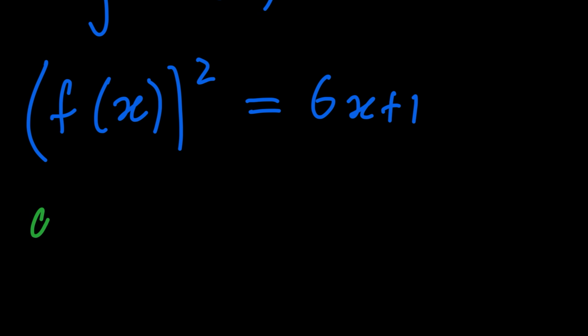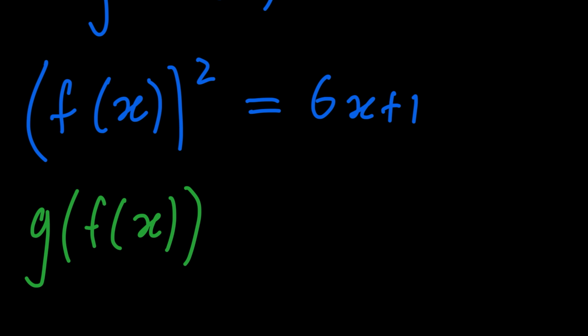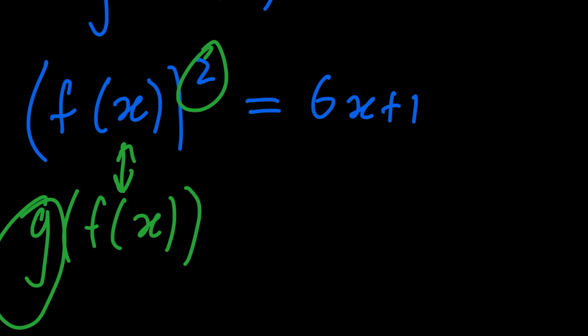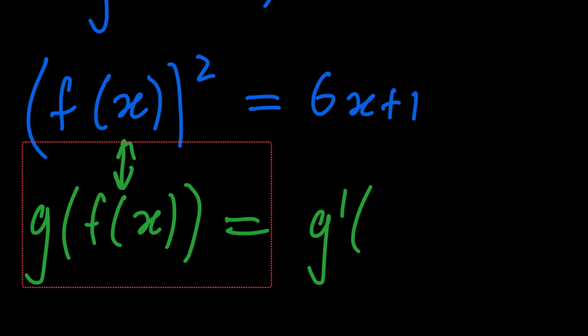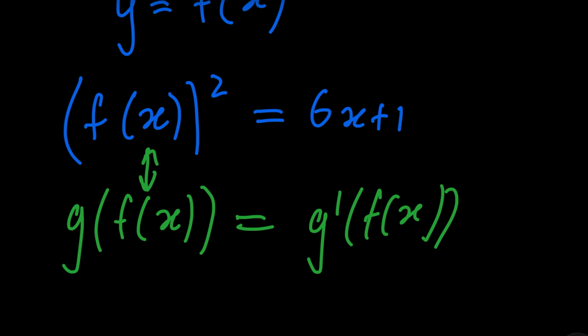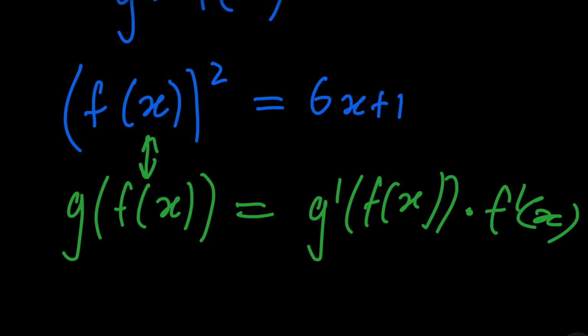Chain rule says that for some function g of f of x. So over here, our f of x's are the same. And over here, g of x is the same as x squared here. So we have an outer function and we have an inner function, right? So then we can say chain rule says that it's g prime of f of x times f prime of x, right? Okay, that makes things easier.